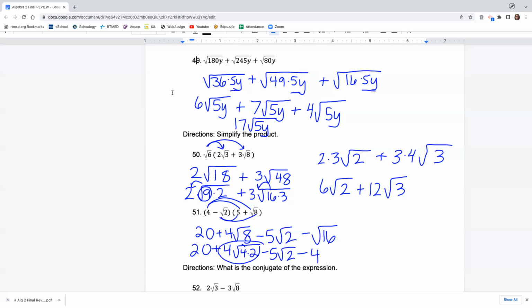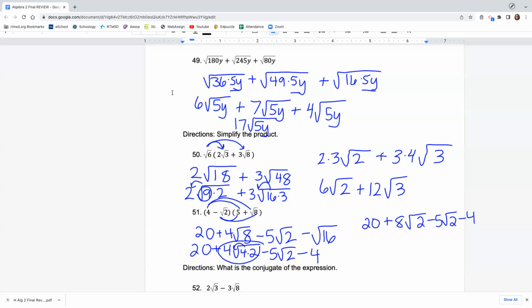The square root of 4 inside can be taken out because the square root of 4 equals just 2, which gets multiplied by the 4 on the outside. So we're left with a 20 up front, and then 4 times 2 is 8. So this turns into 8 square root of 2 minus 5 square root of 2 minus 4.